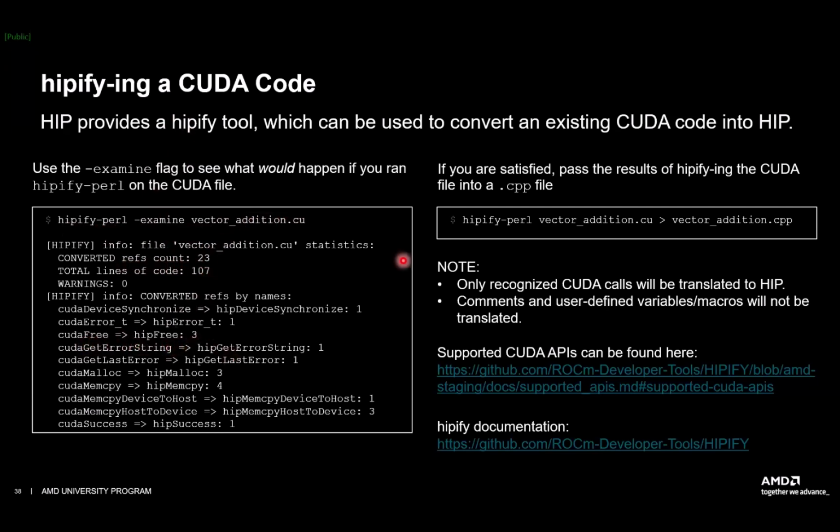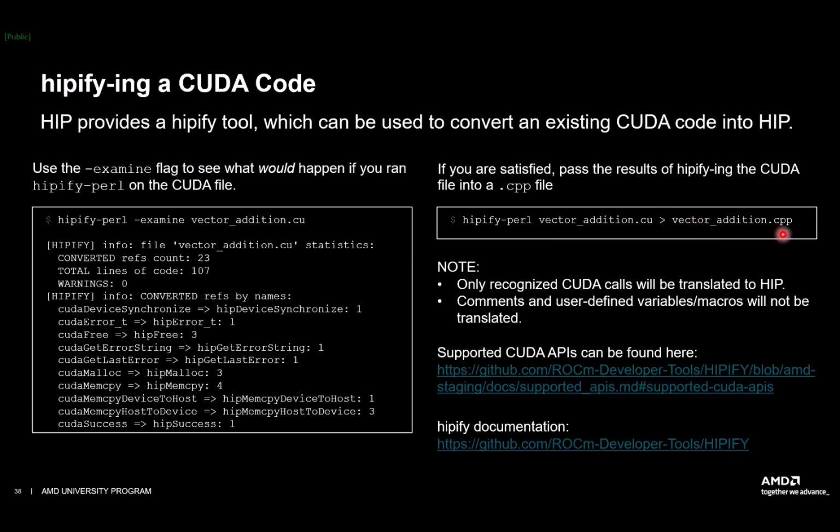And then when I want to actually perform this translation, I like to pipe it into a separate file here, which you can give either a .cpp or a .hip extension. Once this is done, you can compile this with the HIP-CC compiler driver, and then run your program, converting it into HIP.